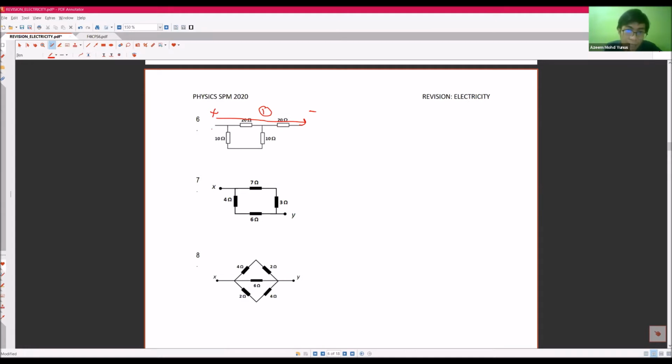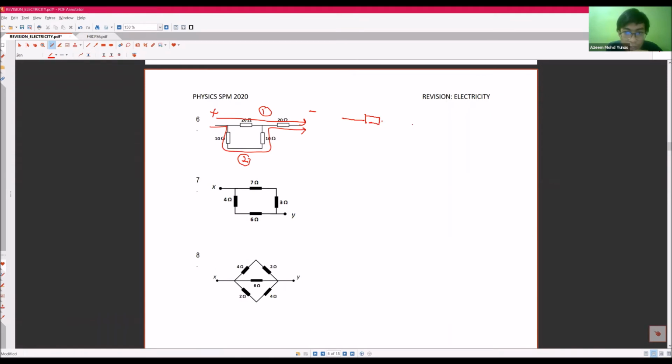investigate the next path. So if the current flows from the same positive end, it encounters a junction here, so it will go here and then go here and then go to the 20 and back to the negative. So this is the second path here. So what should we do first? We should clear up the second path here. Okay, how are we going to do that? So let's draw the new arrangement.